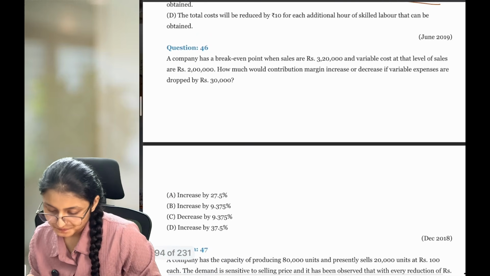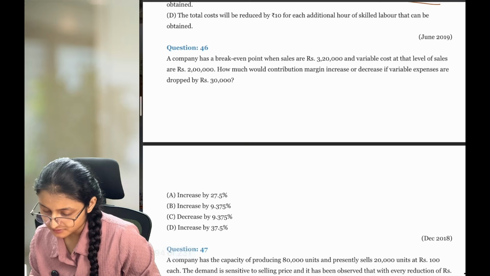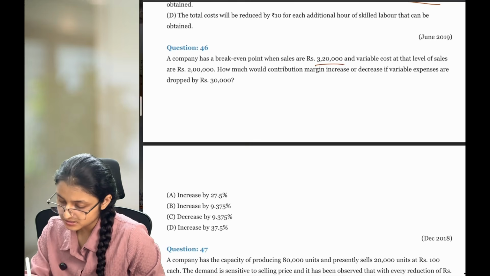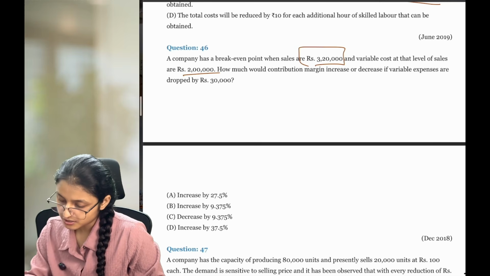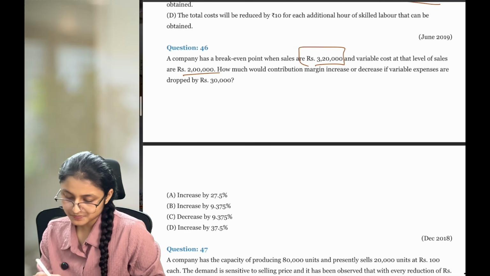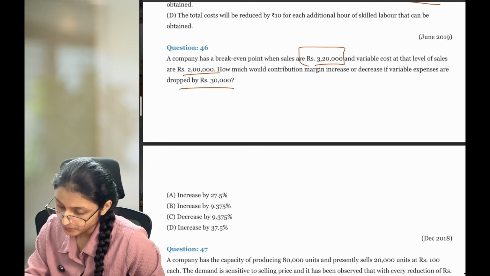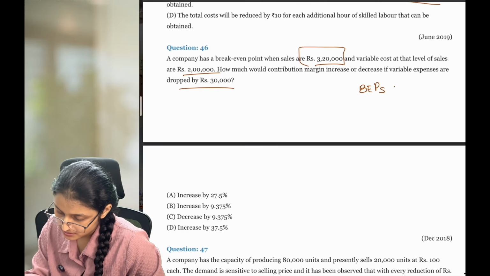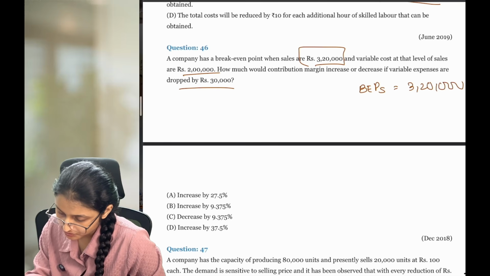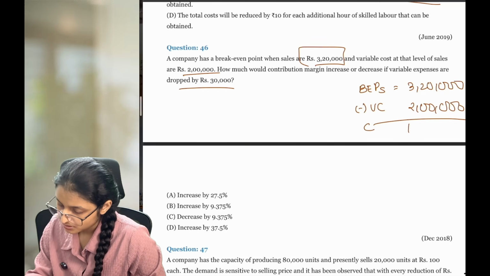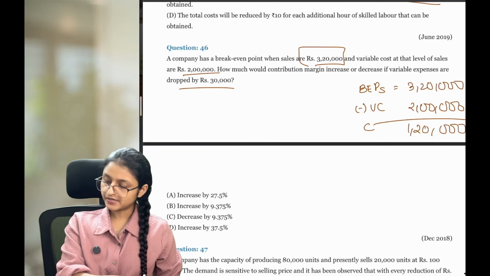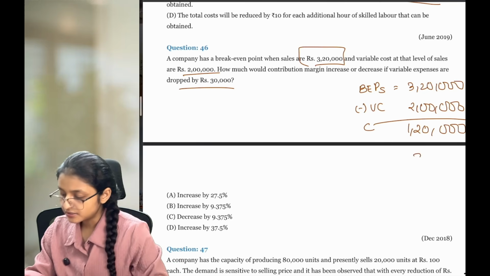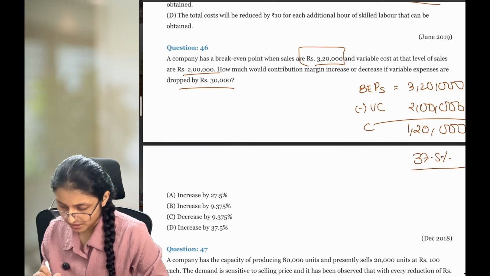A company has a break-even point when sales are 3,20,000. So this is our break-even point sales. Variable cost at that level is 2 lakh. How much does contribution margin increase or decrease if variable expenses are dropped by 30,000? My break-even point sales is 3,20,000. At that point, my variable cost is 2 lakh rupees. So my contribution is 1,20,000 at break-even. 1,20,000 divided by 3,20,000 will give you 37.5% as the contribution margin.